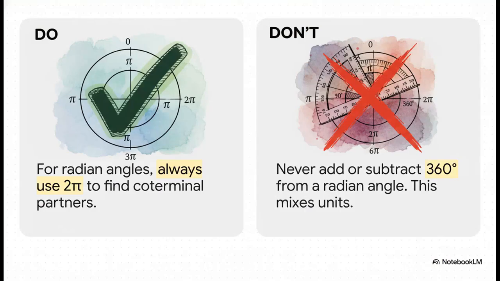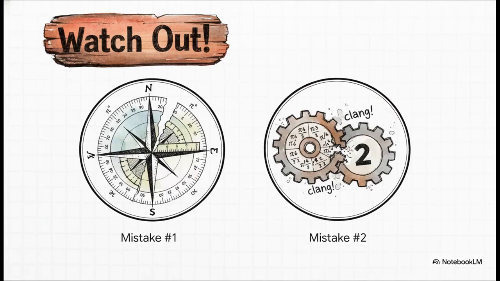And here's trap number 1, the big one, mixing units. You absolutely cannot do this. If your problem is in radians, you must use 2 pi. If it's in degrees, you use 360. Trying to add 360 to a radian angle is like trying to add dollars and euros without converting first. The result just doesn't make any sense. So let's just hammer this home. Mistake number 1, mixing your units. Don't do it. And mistake number 2, which is easily the most frequent little math error, is forgetting that common denominator trick. It's a small detail, but it makes all the difference.